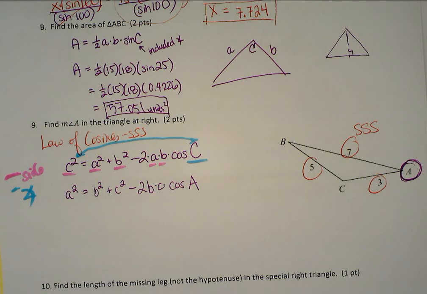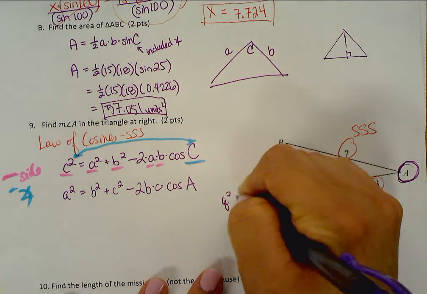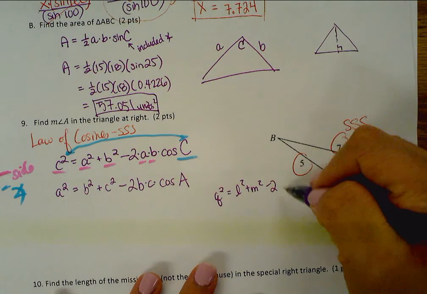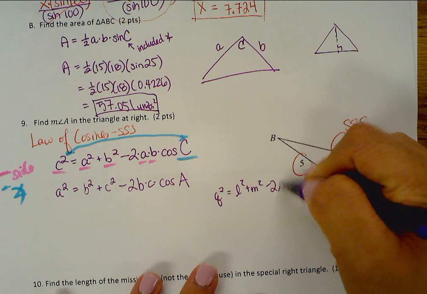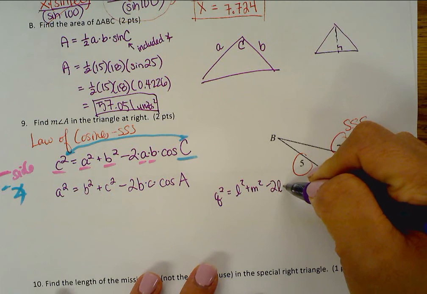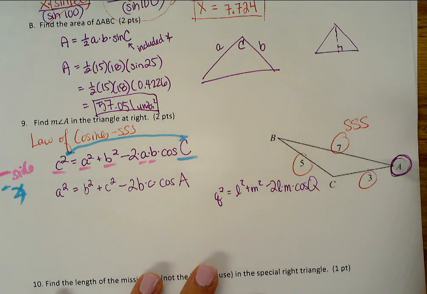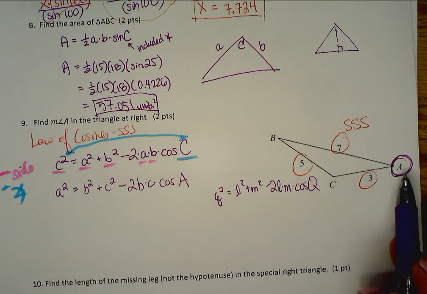The only reason I did that, it doesn't matter. I could call it anything. I could call it Q squared equals L squared plus M squared minus 2 L M times cosine of what? Big Q. It doesn't matter. But the reason I changed it is because in the end, I'm looking for this angle. And that's A. So I wanted to put that here. Okay?